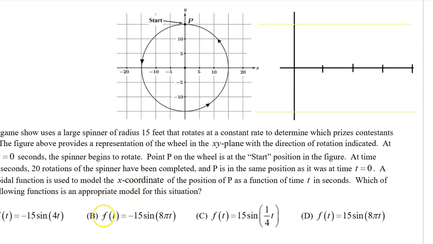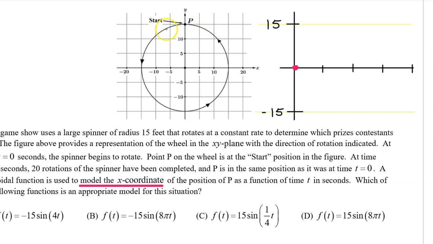Remember, we are building a function f of t to model the x-coordinate of point P. So at time t equals 0, right here at the start, the x-coordinate of point P is 0. Point P is on the y-axis. So the x-coordinate starts at 0.